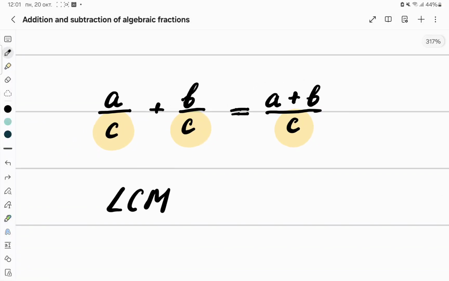Hello students. In this lesson we will consider addition and subtraction of algebraic fractions, and the main rule that we should know is that the denominator must be common for both fractions. So for this case, a over c plus b over c will be equal to a plus b over c. What to do if our denominators are not equal to each other? In this case we have to find the lowest common multiple for those denominators.